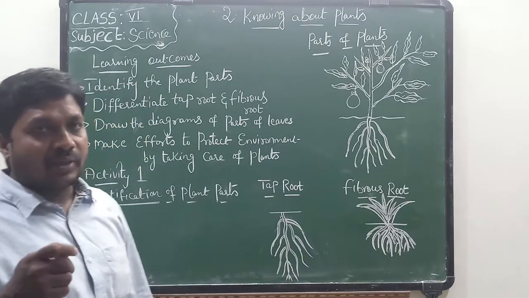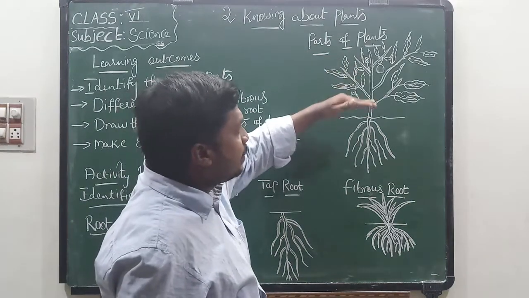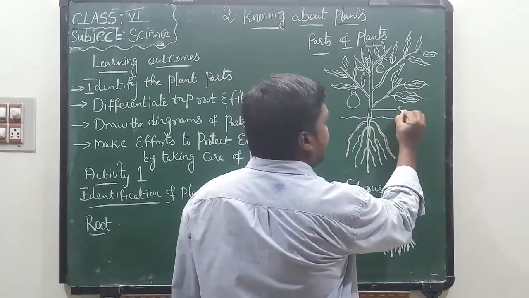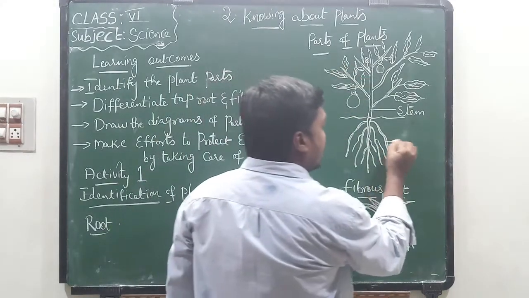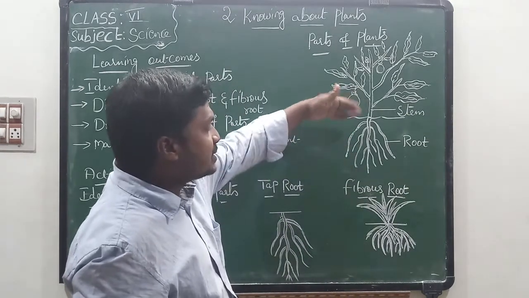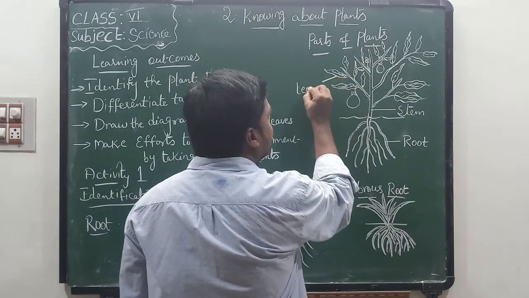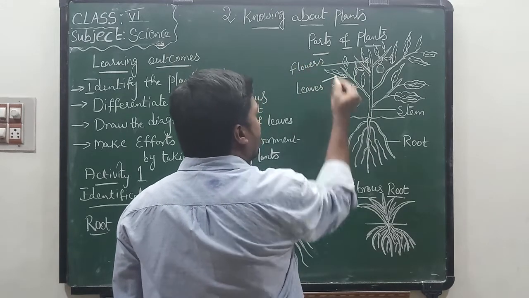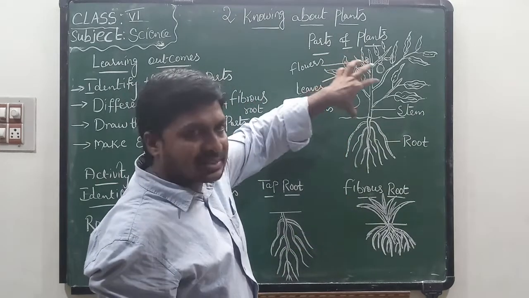No? Once again, I repeat the parts of plants. If you observe a plant, we can find majorly two parts, that is stem, which grows outside of the soil, and root. If you observe the stem part, we can find branches and leaves and also flowers and also fruits. So these are the parts present in the stem portion.